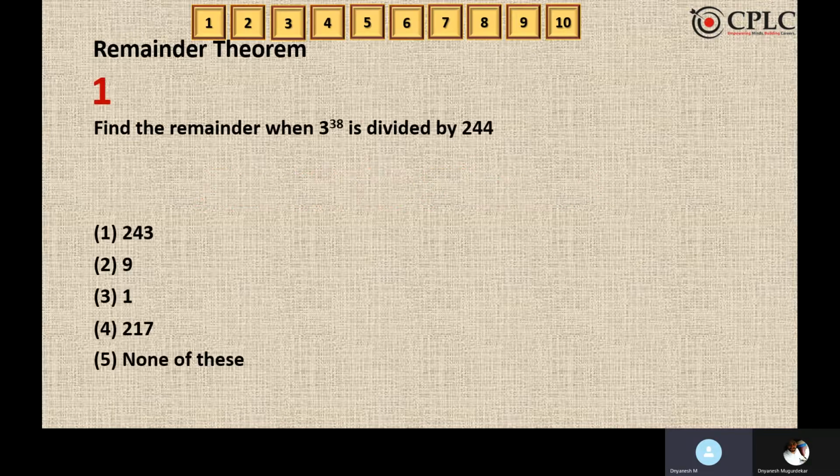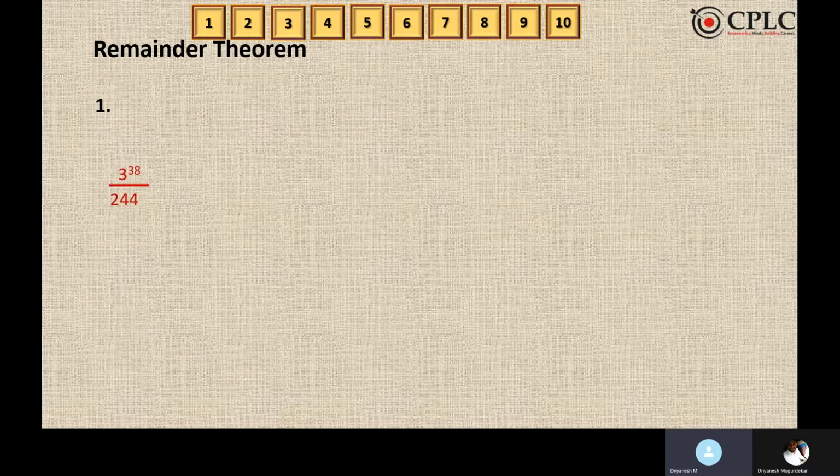So let's begin. The first one, a typical bread and butter question. Find the remainder when 3 raised to 38 is divided by 244. We need to figure out which power of 3 when divided by 244 will give us the remainder plus 1 or minus 1. It is the fifth power, which gives you 243, and 243 when divided by 244 will give you a remainder of minus 1.